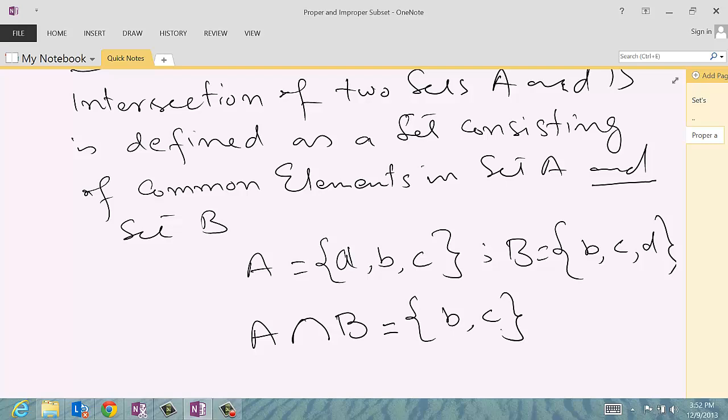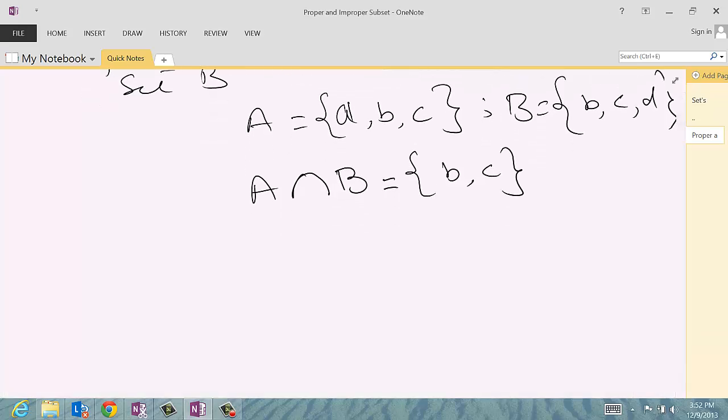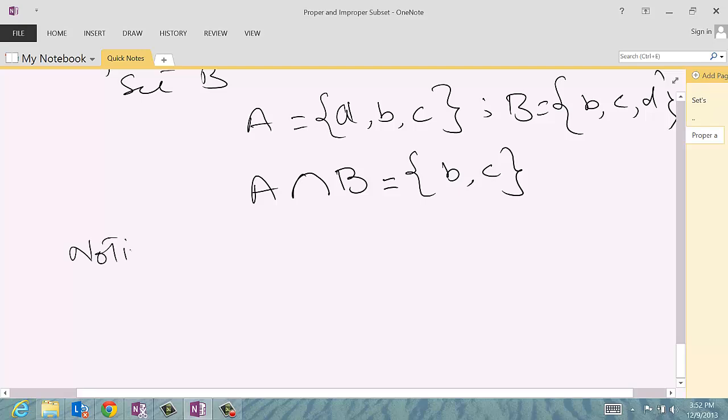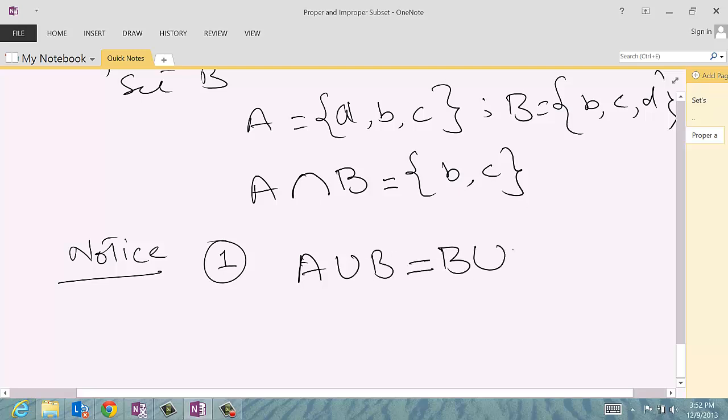So now we can also take a look at a couple of things. Notice one thing: A union B is going to be the same as B union A. Because we also learned that the way you list elements in a set doesn't matter, you can write a set ABC, or you can write the same set as CBA. The order doesn't matter. So that's why A union B is the same as B union A.